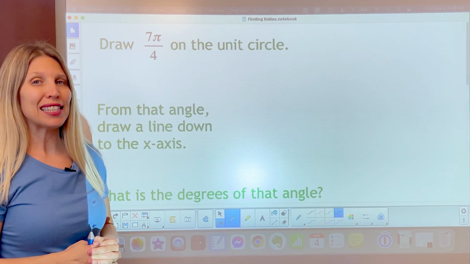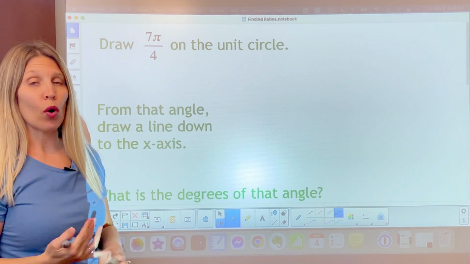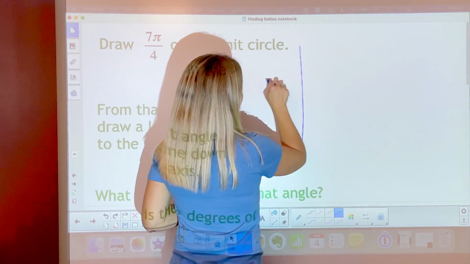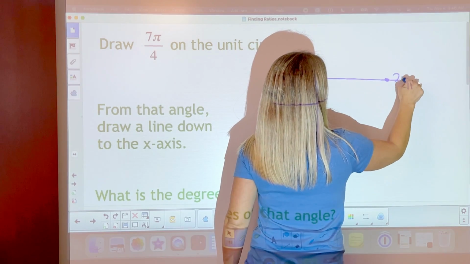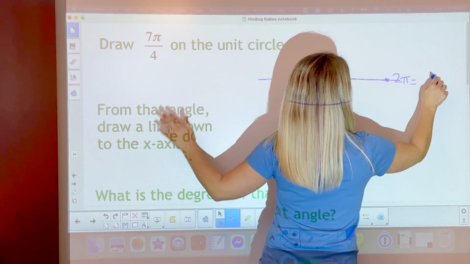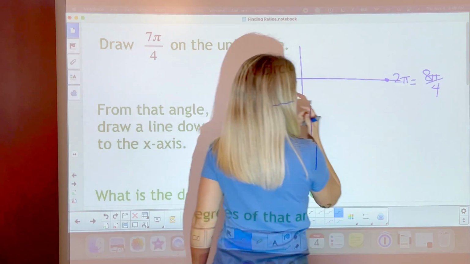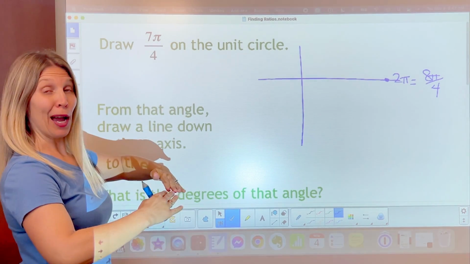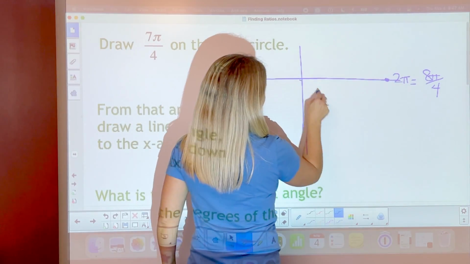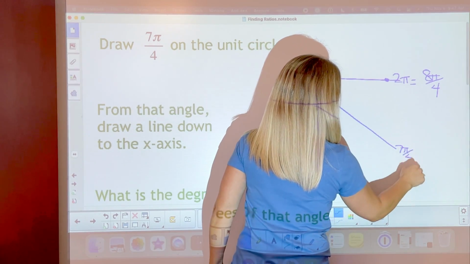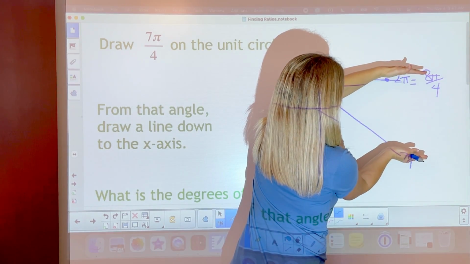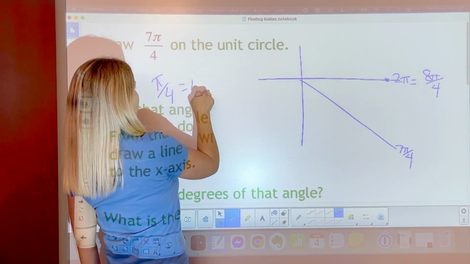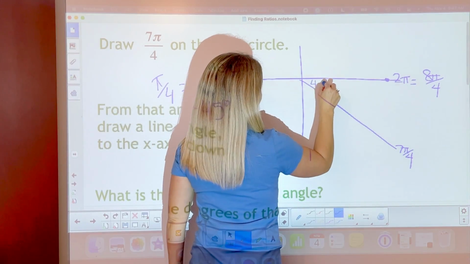Okay, let's try this one. 7 pi over 4. So step 1, finding out where this is on your unit circle in the xy plane. So we're going to come over here. We know that this spot over here is 2 pi, which means if our denominator is 4, this is actually 8 pi over 4, correct? And we want 7 pi over 4, which means it's just 1 pi over 4 lower. So here is going to be our 7 pi over 4. So again, the difference between these two is just pi over 4, which means that's a 45-degree angle.